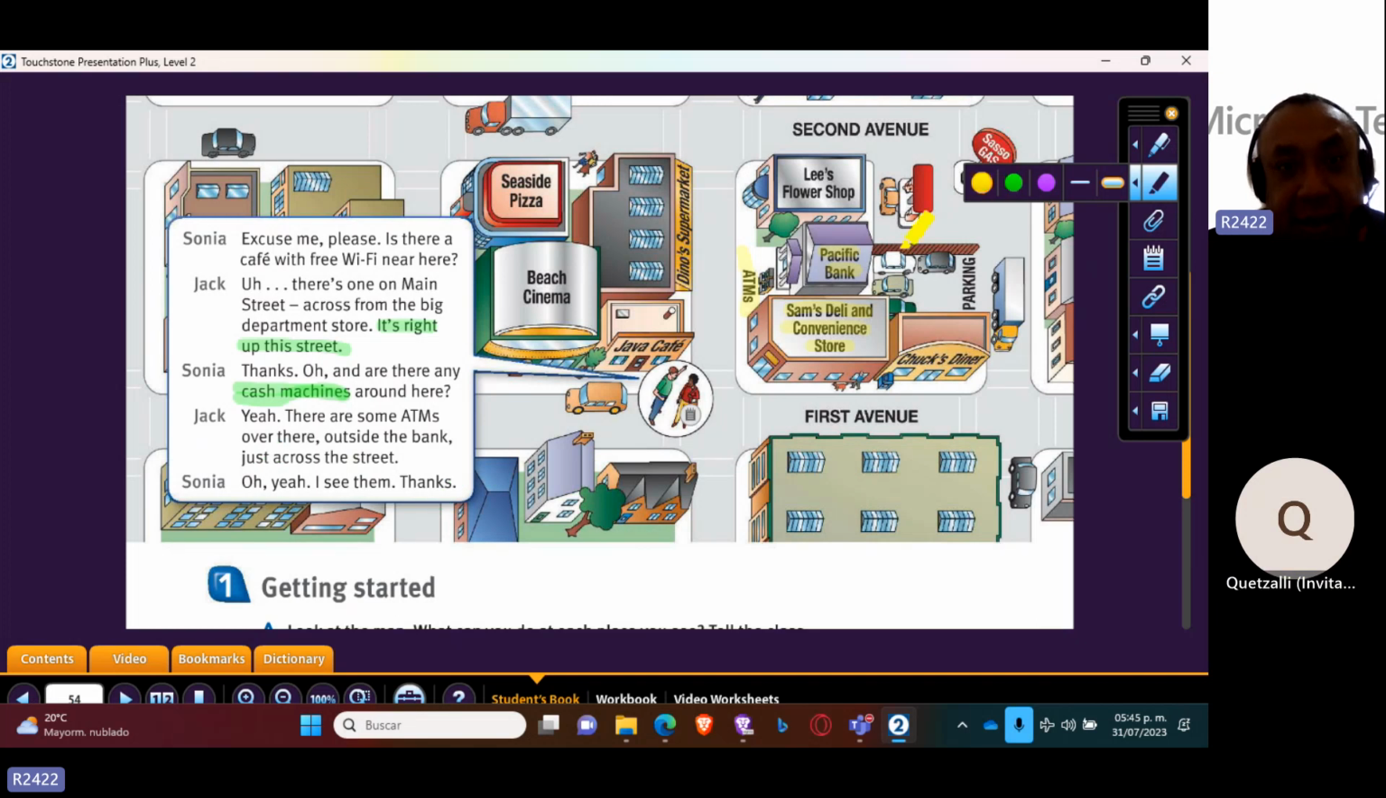Y fíjate lo que dice. Just across. ¿Sí? Justo cruzando la calle. Exactamente, justo enfrente de la calle. Pues se supone que están aquí, mira. Entonces tienen que estar justo enfrente de la calle. Es aquí, mira. Okay. Justo enfrente de la calle. Very good.